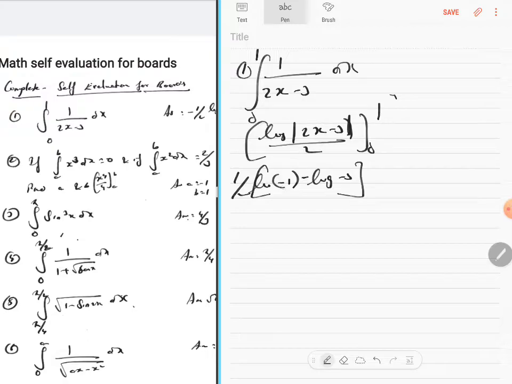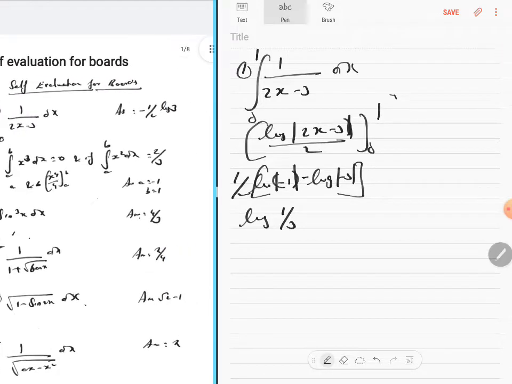And we know that within log there cannot be a negative sign, and therefore log of 1 by 3, log 1 by 3, what is it with the minus sign? Okay, so it's a 1 by 2 up.